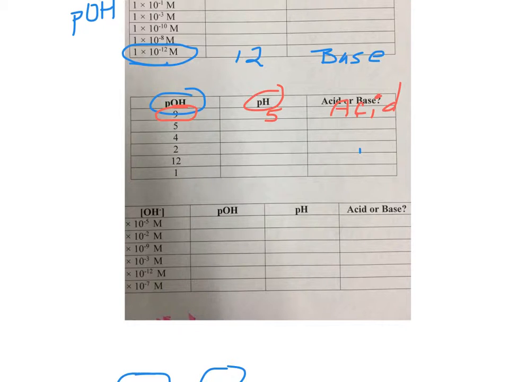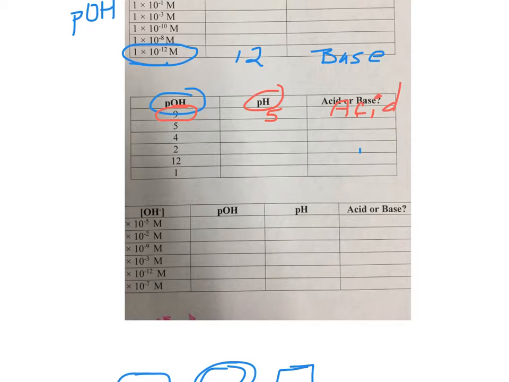Now, the pOH is not going to tell me whether it's an acid or a base, right? What do I need to figure out? The pH. So if I have a 2 pOH, how can I figure out my pH? It's 12, because 12 plus that 2 gives me that total of 14. So now that you know you have a pH of 12, is it an acid, base, or neutral?